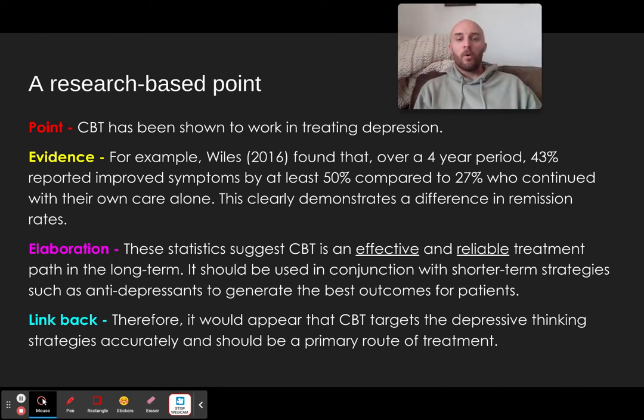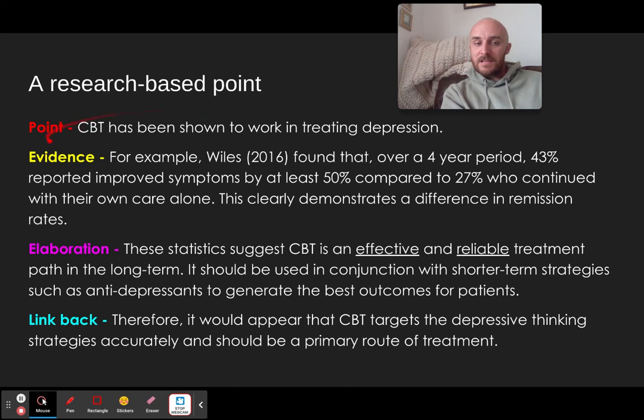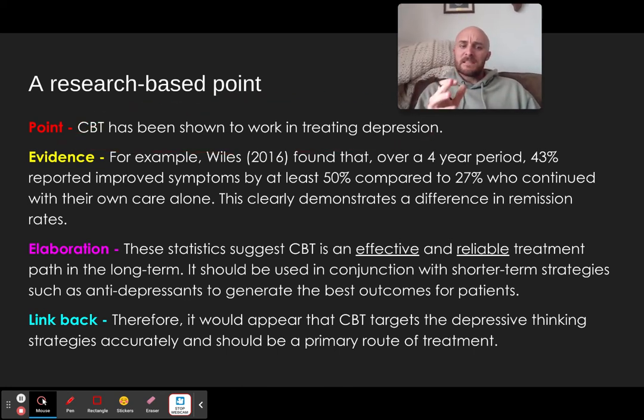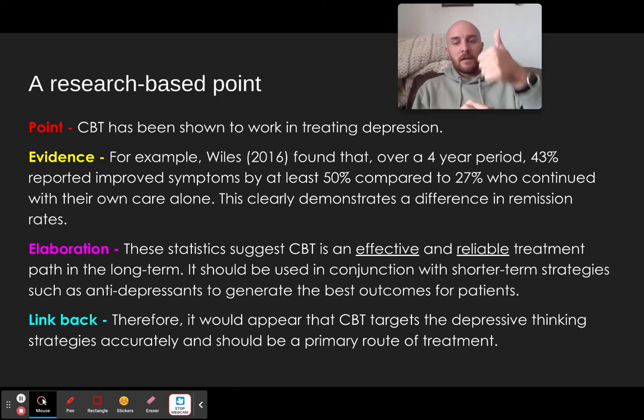Why is this important? Why is this point important? Why is it important that CBT has been shown to work in depression? Well, these statistics suggest that CBT is an effective and a reliable, a dependable treatment path in the long term. Effective and reliable, two evaluative terms. It should be used in conjunction with shorter term strategies such as antidepressants to generate the best outcomes for patients.